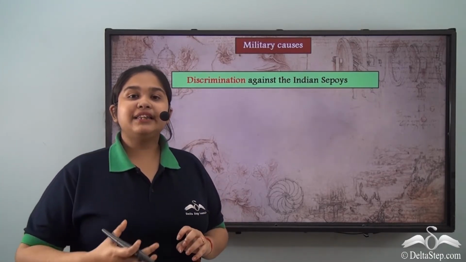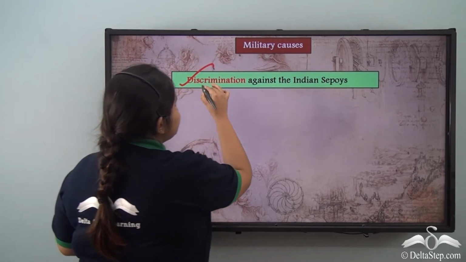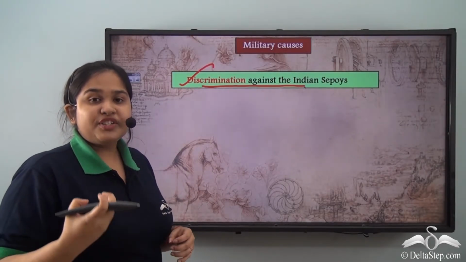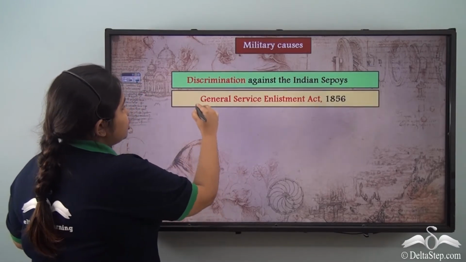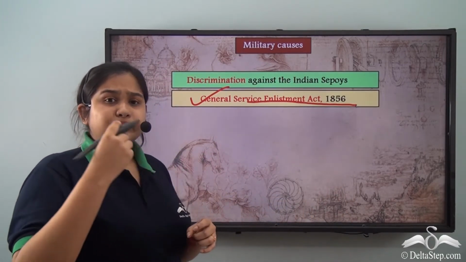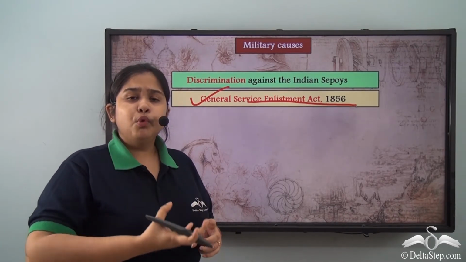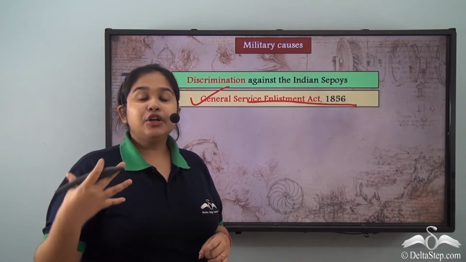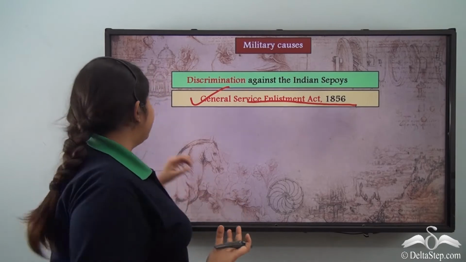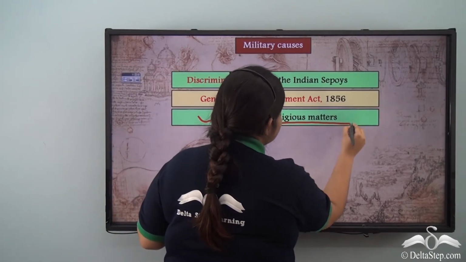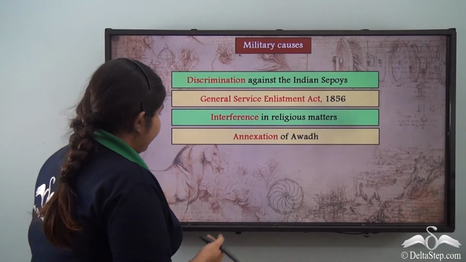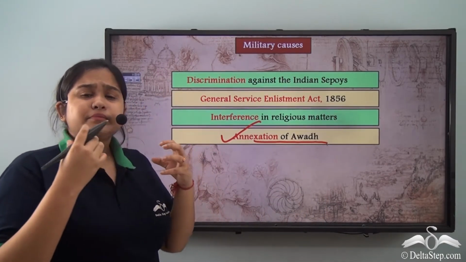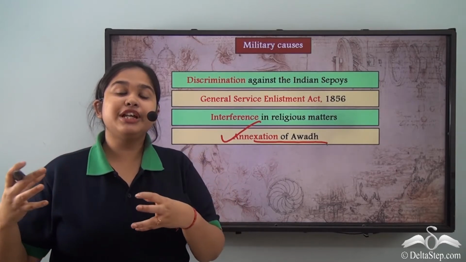So if we try and look at the military causes quickly, first was of course the discrimination in the army against the Indian Sepoys, where they weren't allowed to rise in ranks. Second is the General Service Enlistment Act that compelled the Indian army to move overseas for service if required. That was also a kind of religious blow to the army. Third is the interference in religious matters, which was also seen in the General Service Enlistment Act. Next was the annexation of Awadh, when the Indian Sepoys were absolutely angered by the annexation of Awadh and how Wajid Ali Shah was deported to Bengal.